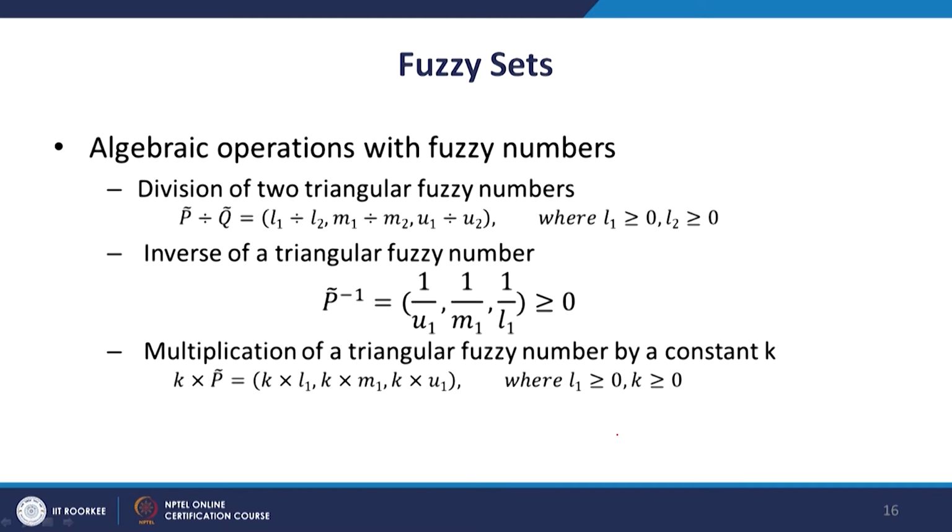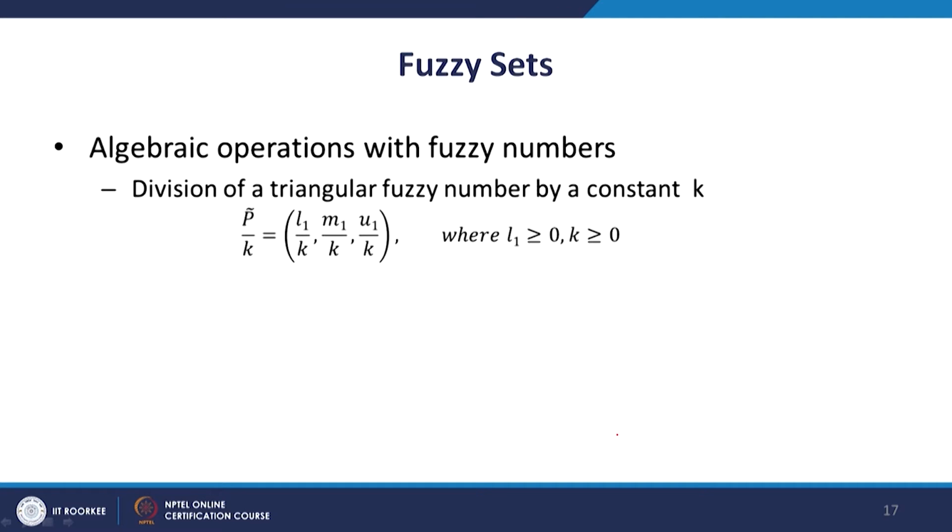And then let us talk about multiplication of a triangular fuzzy number by a constant k. Any constant k can be multiplied with the triangular fuzzy number p tilde. So, k multiplied with p tilde can be given as: first parameter k into L1, second one k into M1 and third one k into U1, where L1 is greater than or equal to 0 and k is also greater than or equal to 0. So, these are some of the algebraic operations which can be performed for fuzzy numbers.